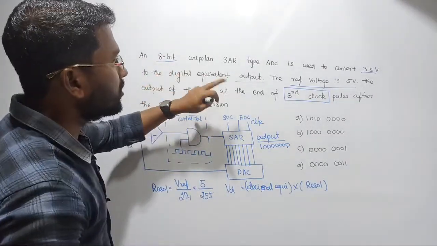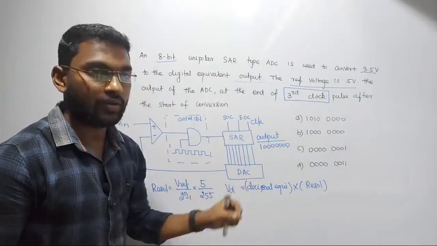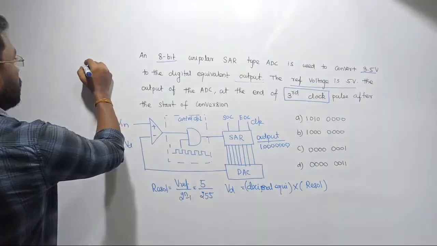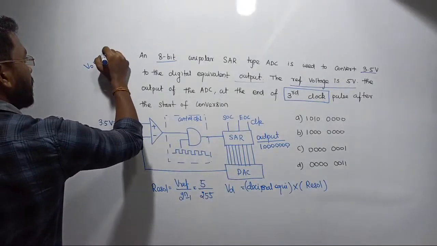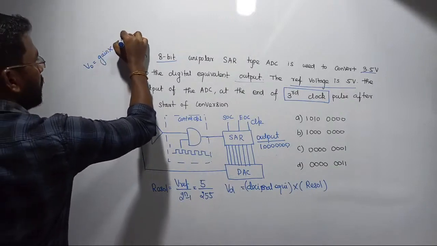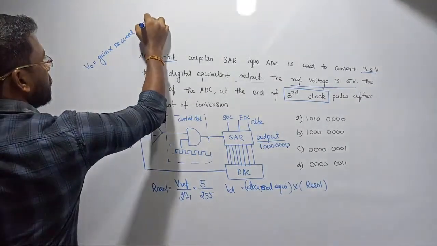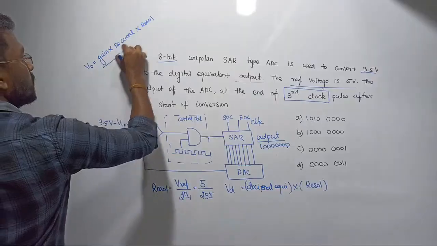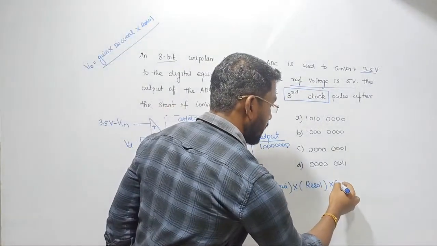See, this is a digital to analog converter. What formula do we see for the output voltage in a digital to analog converter? In case of a digital to analog converter, the output voltage can be simply written as the gain of the operational amplifier into the decimal equivalent into the resolution, correct? That is the formula that we are using. Here the gain is 1.